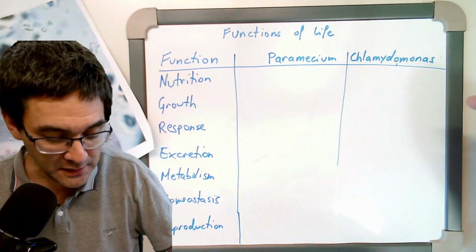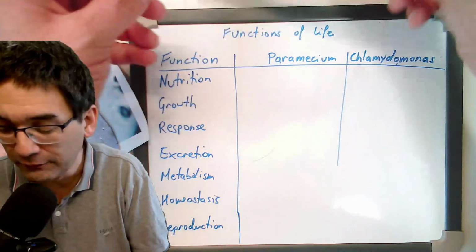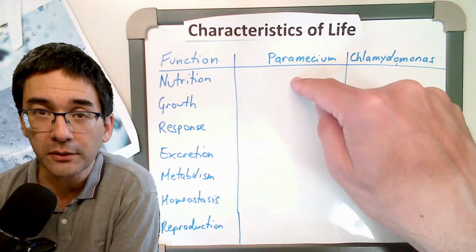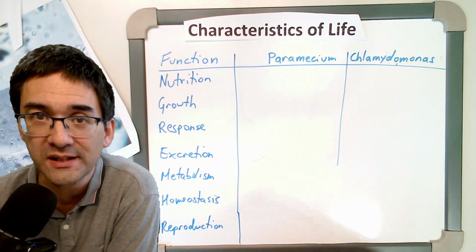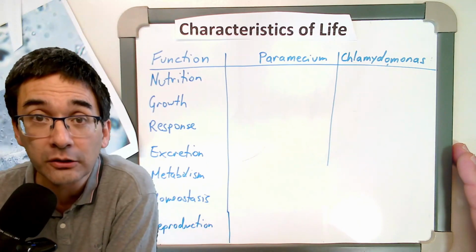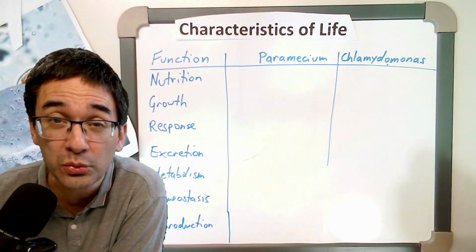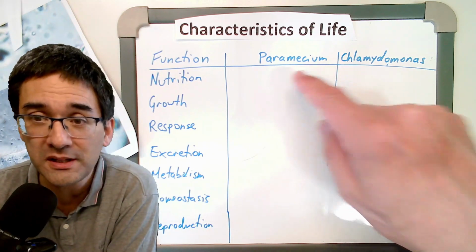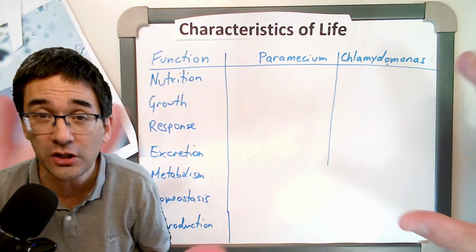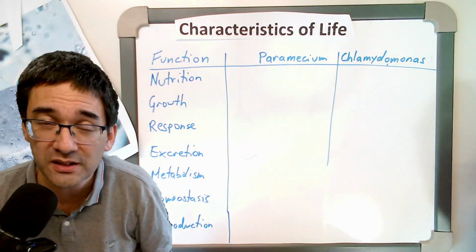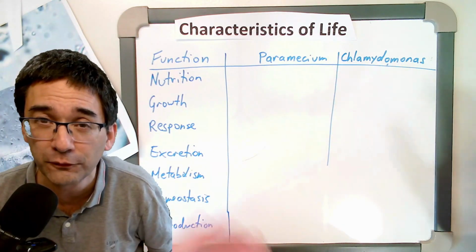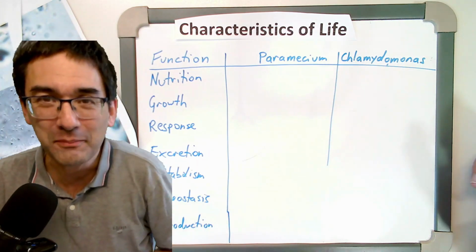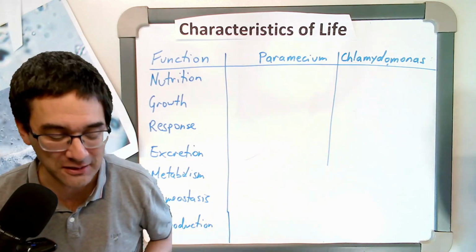So that's basically the characteristics of life, or the functions of life. That is today's video. I'd like to compare two single-celled organisms, so-called unicellular organisms. An important term you need to know, U-N-I: unicellular means single-celled. One of them is called Paramecium, the other one is called Chlamydomonas. Even though they are single-celled, they have different lifestyles, but they also have a whole bunch of similarities that I'd like to talk about.